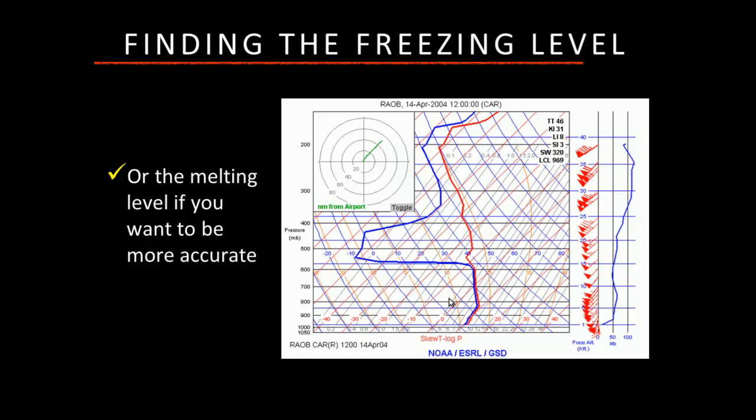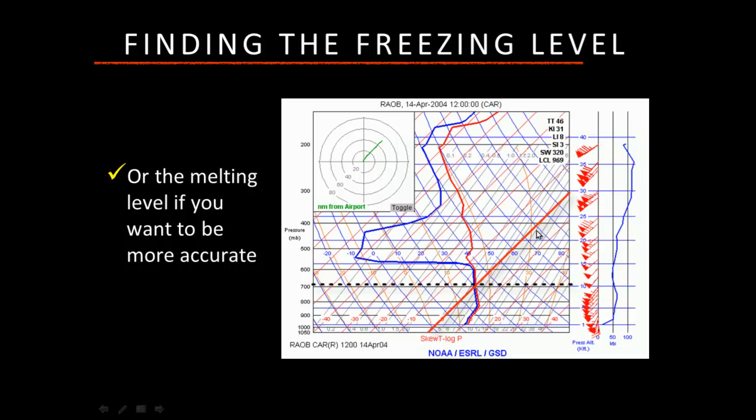If there's anything that you take from this program, I want you to be able to find the freezing level on this chart. If there's anything that you take away, this is the one thing I want you to do. We call this finding the freezing level, or the melting level if you want to be more accurate. That's pretty easy to do, and that is you locate the 0 degree isotherm.